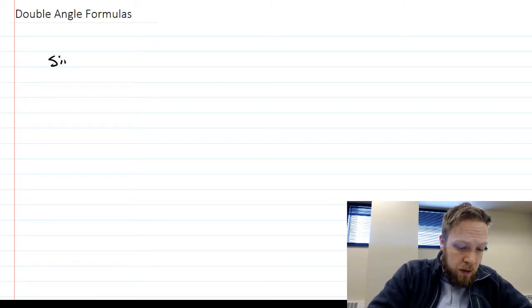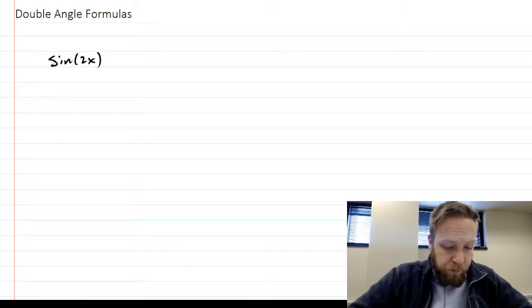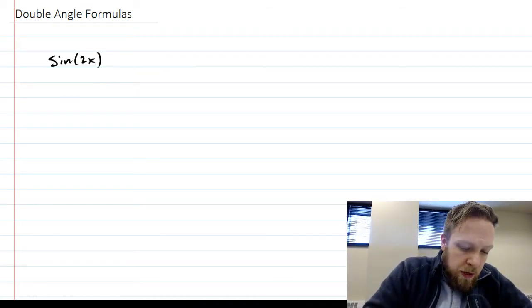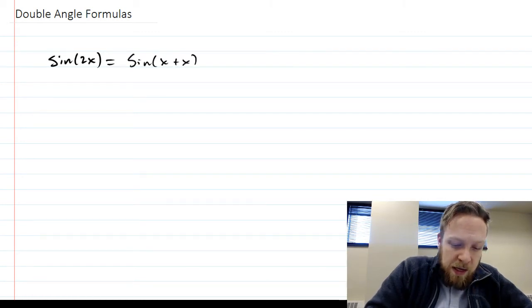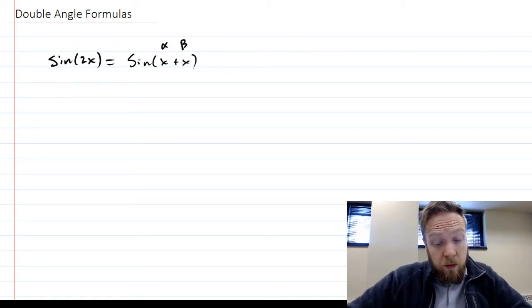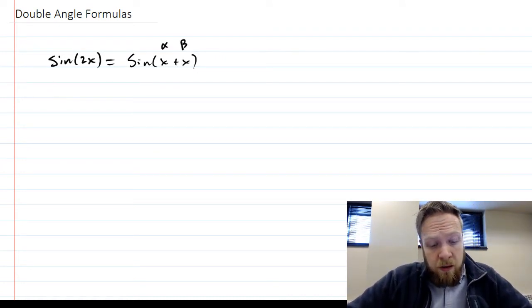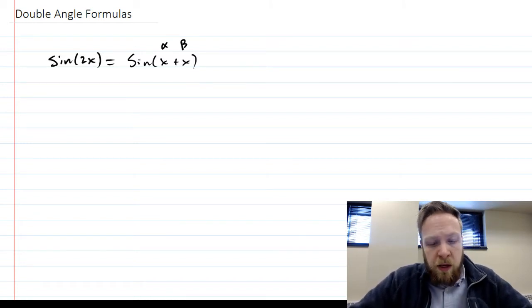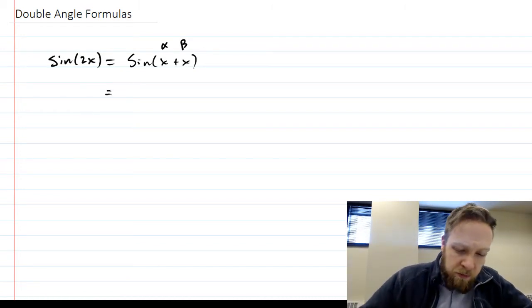Sine of 2x. It is called a double angle formula because you double the angle. But the way that we think about it is not double angle. We think about it like sine of x plus x. And then this is our alpha and our beta for the angle addition. And this is just a shortcut. We could do this every time, but it's useful to memorize what sine of 2x is so you can quickly substitute instead of doing this every time. But I'll show you where it comes from.